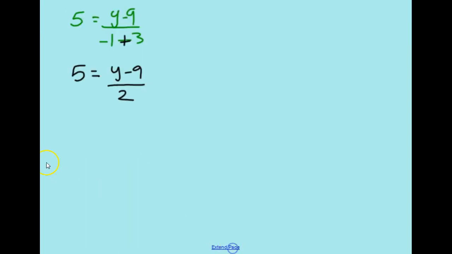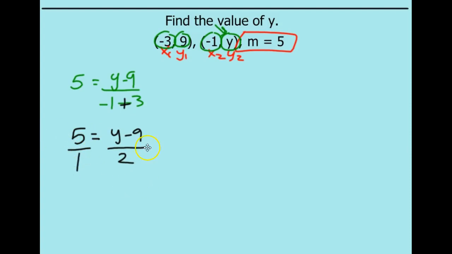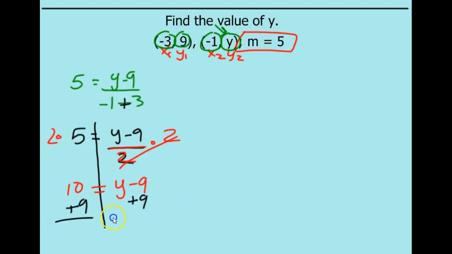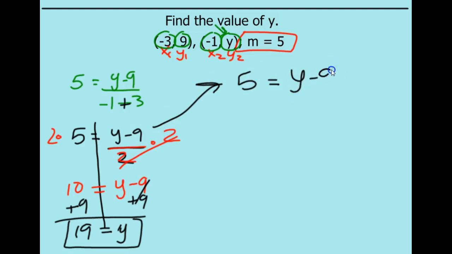Now if you want to solve this, you can solve this either by cross multiplying, or if you would like, we just need to get y by itself. The opposite of dividing by 2 would be multiplying by 2. So 2 over 2 cancels out. We have y minus 9 equals 10. And then add 9 on both sides. 9 plus 10 is 19. If you did this, I'm going to rewrite this over here. 5 equals y minus 9 over 2. If you put this over 1 and cross multiply, you would get the same answer.